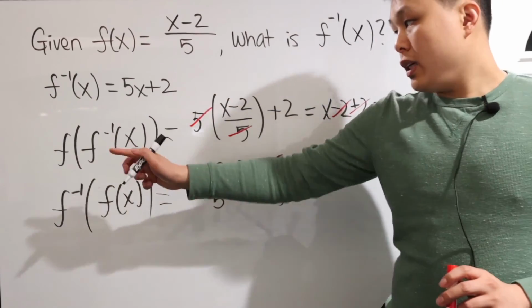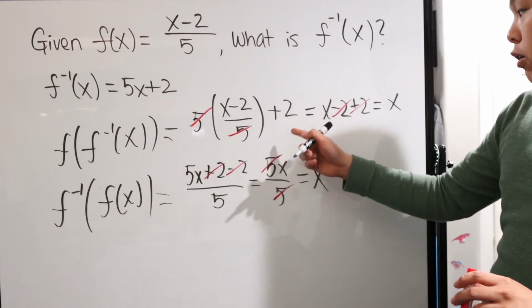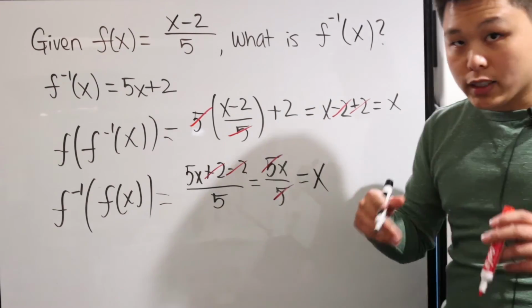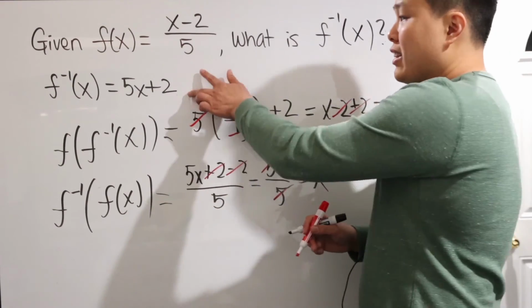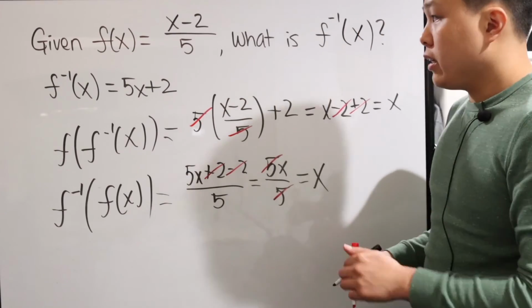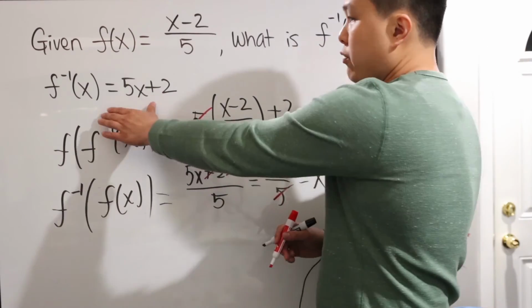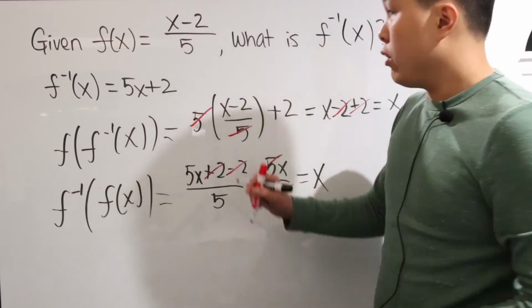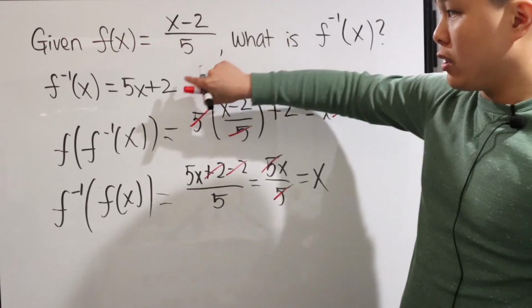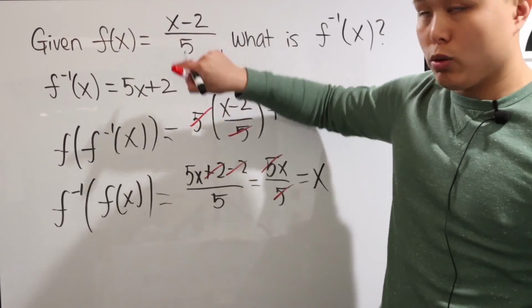Now, even though we flipped it, notice that they all cancel each other out and give us x. x is our input. It shows that these two are inverse functions of each other. This is a function, this is a function, they cancel each other out. Whatever this creates, this one undoes it. Whatever this creates, this one undoes it.